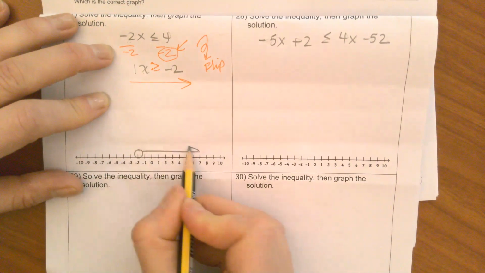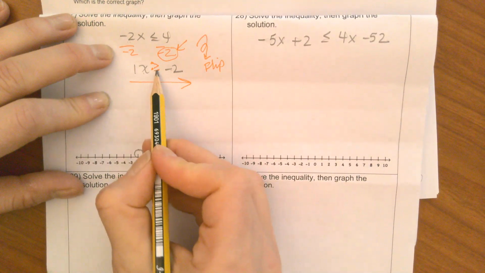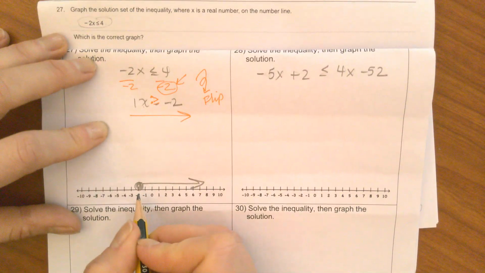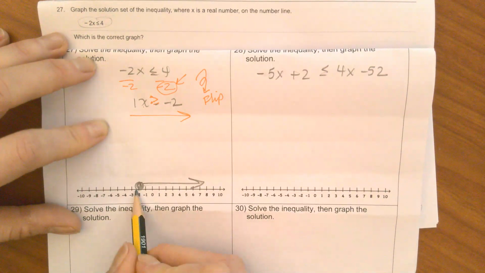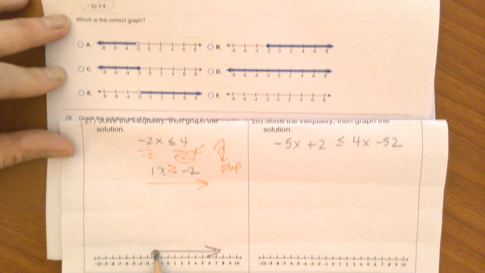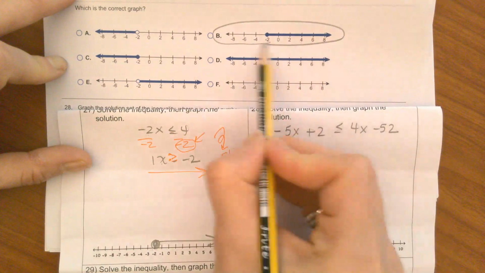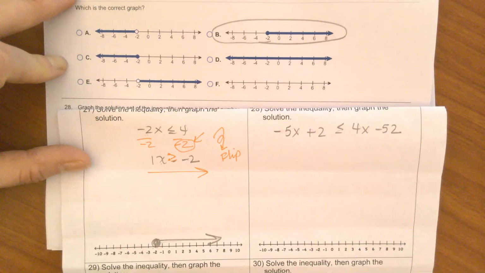Bigger than is this way. Because there's this little equal thing, I have to color that in and close it. So that says everything bigger than or equal to negative 2. Now we find the graph. Bigger than or equal to negative 2. There. Let's do 28.